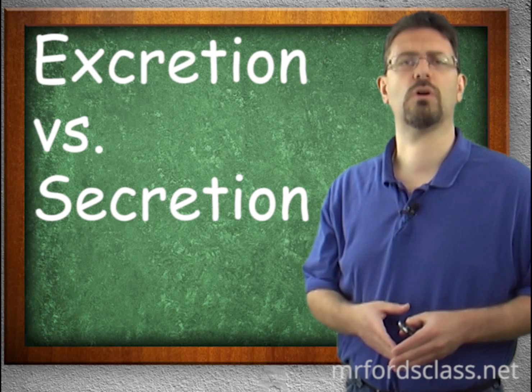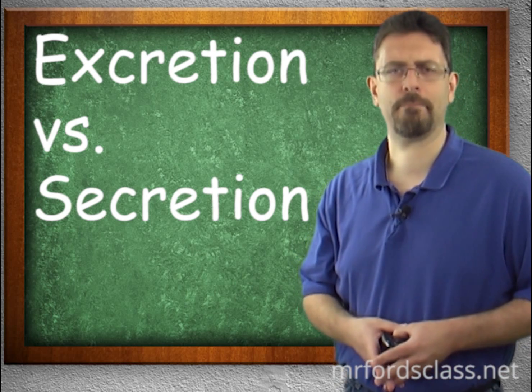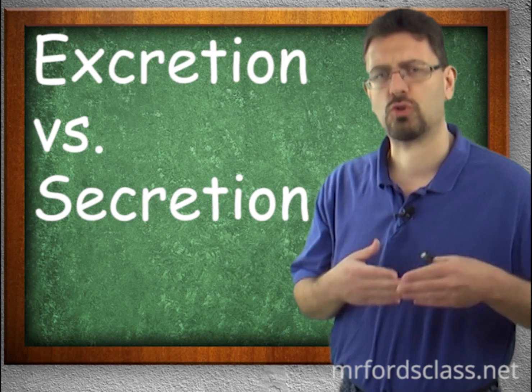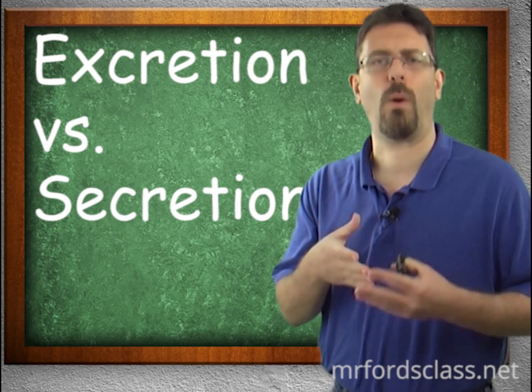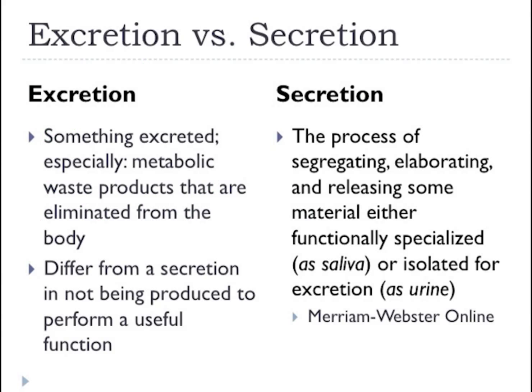Now, we just used the words excretions and secretions. What do these mean? Excretion is something that is secreted, especially metabolic waste. So an excretion is the getting rid of metabolic waste, junk, stuff that we want to get rid of, waste products. Secretion is the process of segregating, elaborating, and releasing some material either functionally specialized or isolated for excretion.